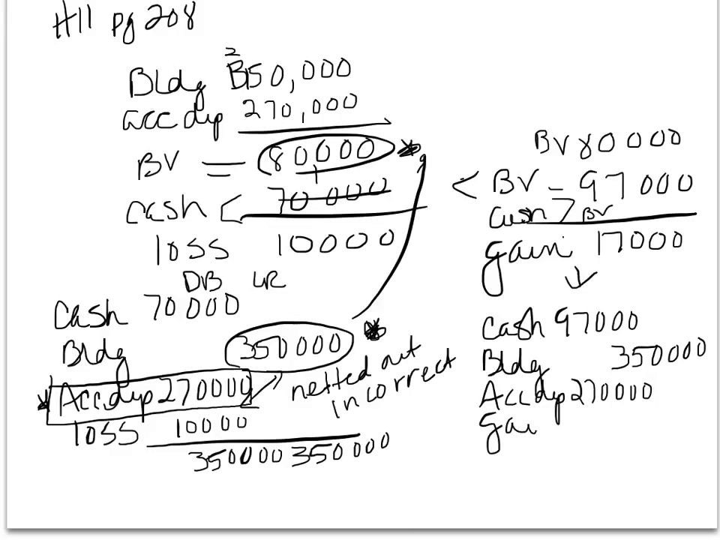But in this case, we would have a gain of $17,000, which gives us $367,000 on this side and $367,000 on this side. I'm hoping that by the time you get to homework and you take a look at a couple of these examples, you will have practiced this by the time we get to class.